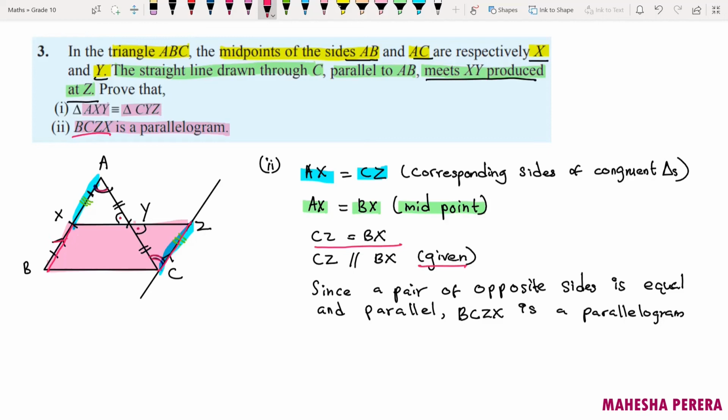Can you see? We mark this, right? These are our arrowheads. So you can say since a pair of opposite sides is equal and parallel, this is a parallelogram. So this is Roman figure 2 of question number 3, right? Now let's do the next question.